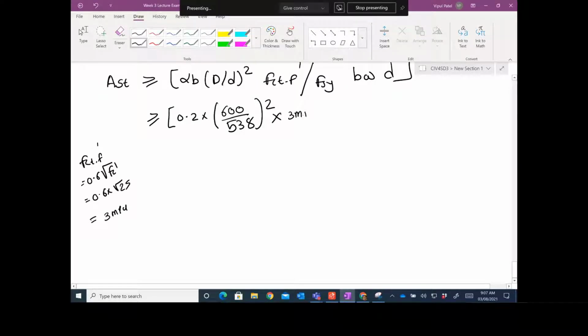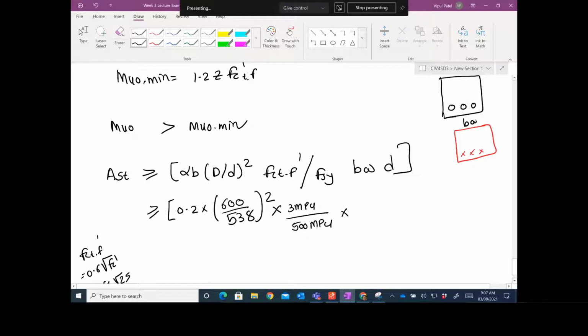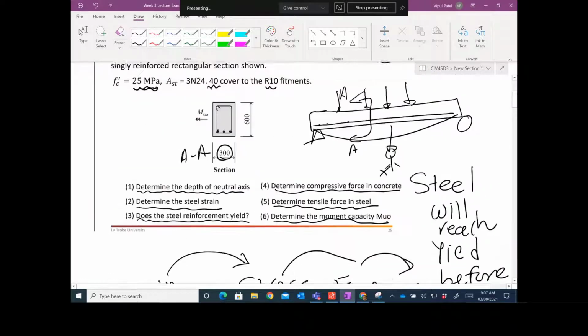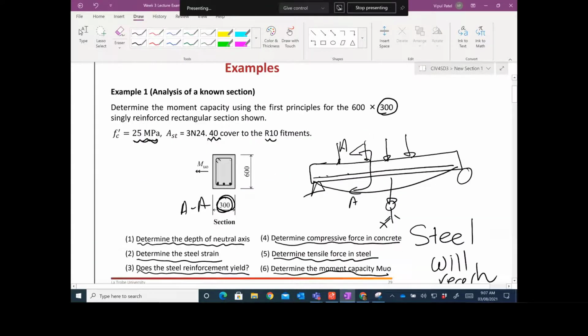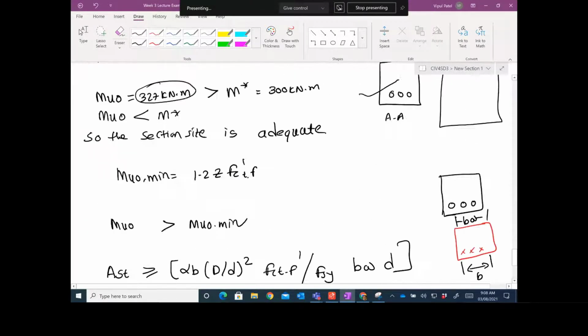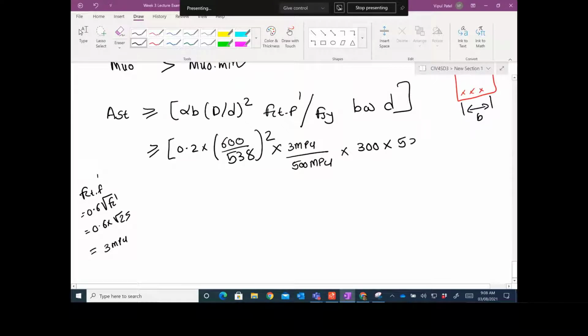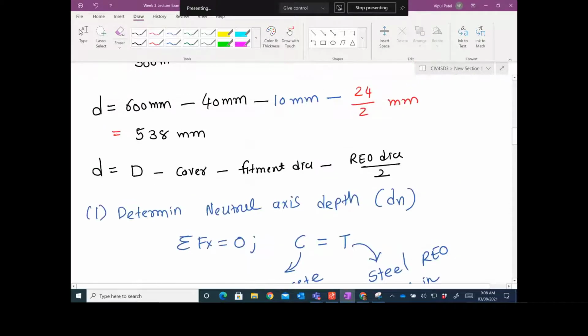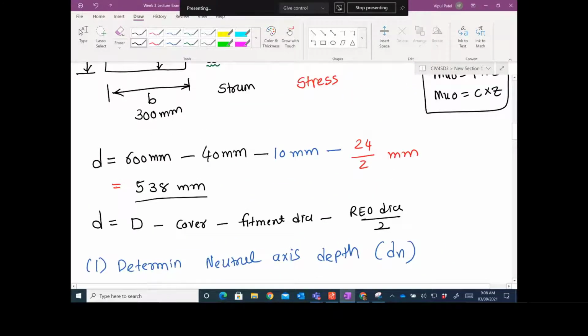So you have 3 megapascals over fsy, 500 megapascals, which is the steel grade. bw is actually your b, which is 300. I can show it to you. 300 is coming from here, and then you have 538 as d. Where is this small d coming from? We calculated this small d before, which is 538 here.